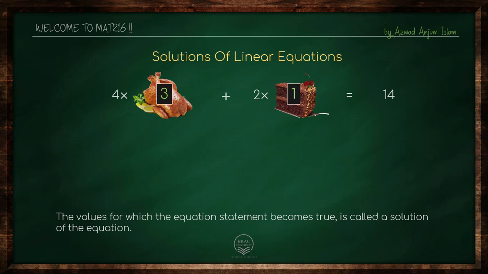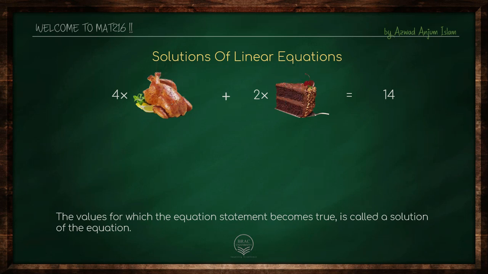But this is not the only solution, because I can also put 2 chickens and 3 cakes and still get a completely true statement. 4 into 2 plus 2 into 3 will again get me 14. So we have a lot of solutions here. And if we allow fraction values or negative values, we'll actually get infinite solutions. So let's put another information in here.